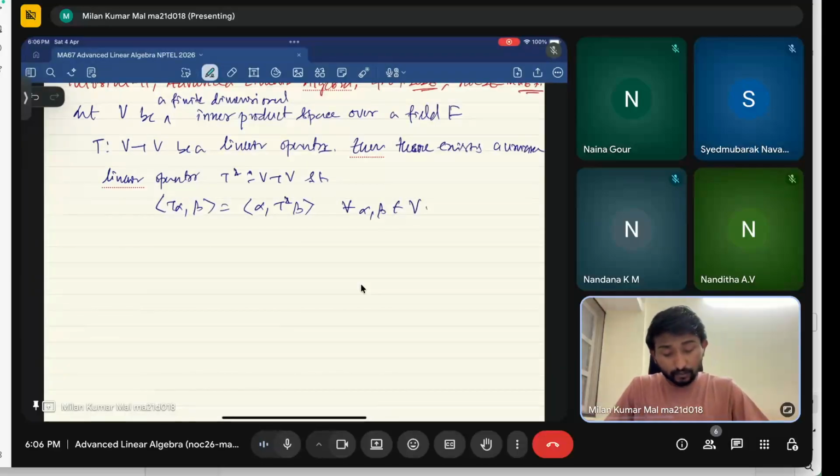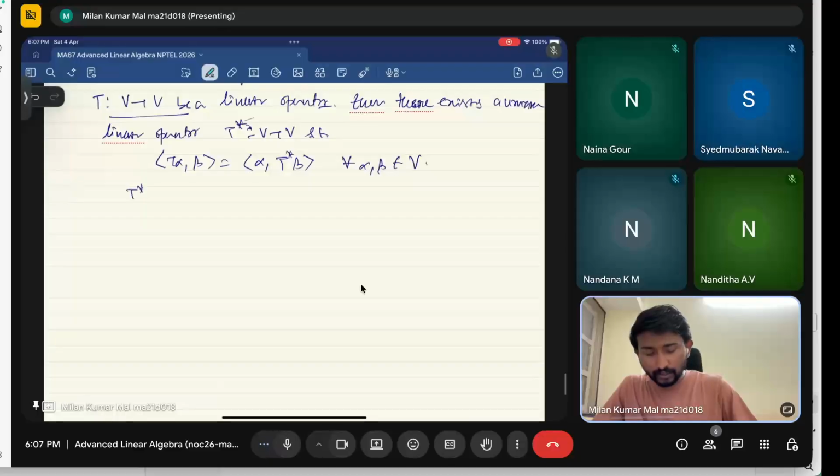So for every linear operator T on a finite dimensional inner product space V, there always exists a linear operator T star. Basically, if there is another linear operator A which satisfies this condition for every alpha, beta in V, that is, the inner product of T alpha and beta equals the inner product of alpha and A beta, then that A is called the adjoint of the linear operator T. So T star is called the adjoint of the linear operator T.